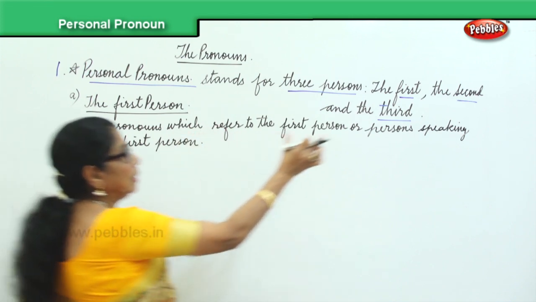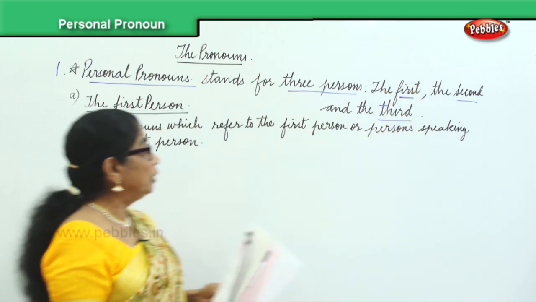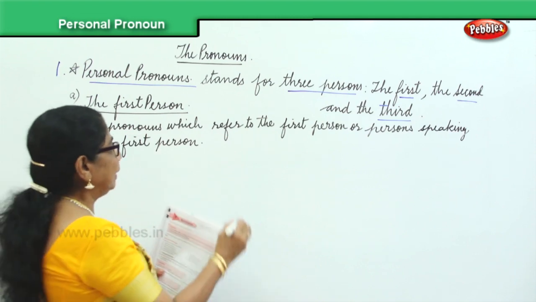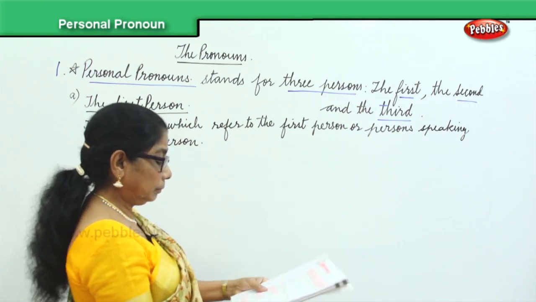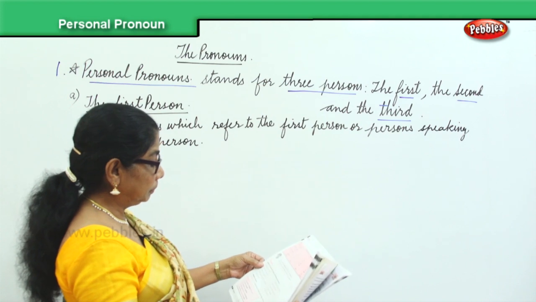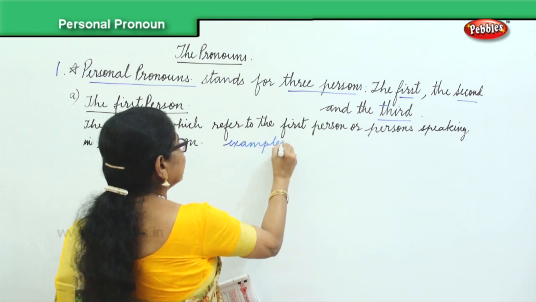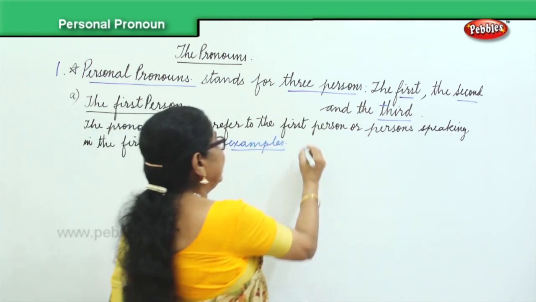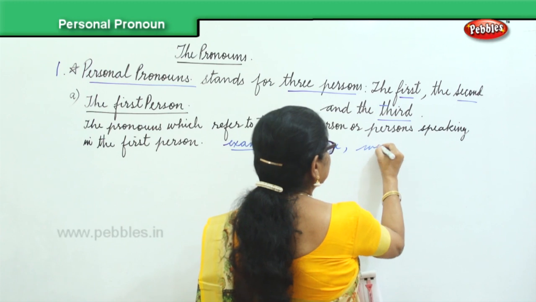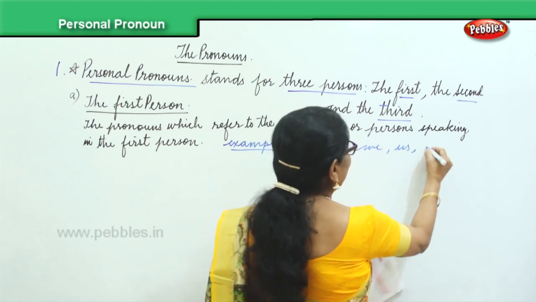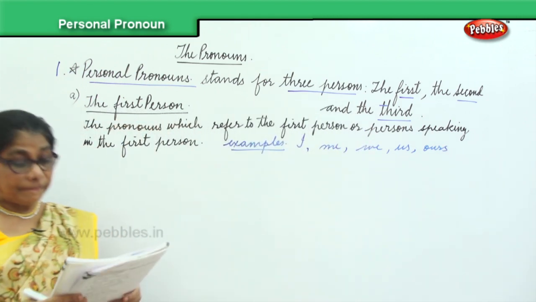And that is the first personal pronoun. Now, for example, when you say the first person, examples are I, me, we, us, or ours, mine, all that. So we are talking about the first person.